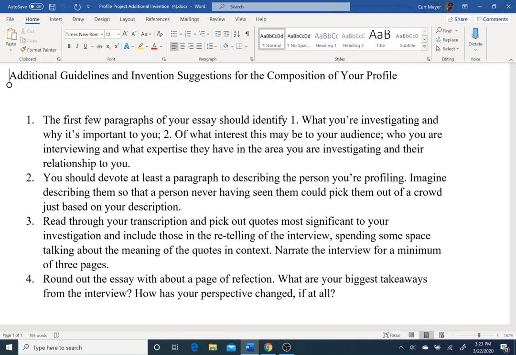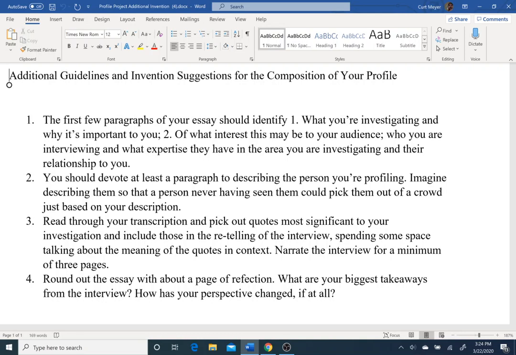As I say here, imagine describing them so that a person never having seen them could pick them out of a crowd just based on your description. This is important because the vast majority of the people who could potentially see this, even if it was on your folio and so forth, wouldn't have seen this person.